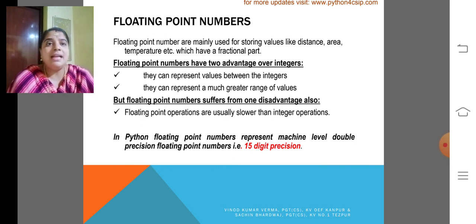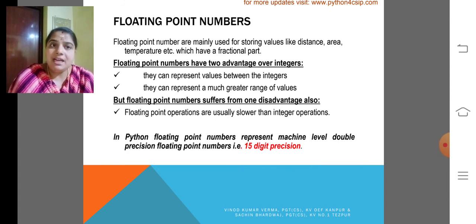The next one, they can represent a much greater range of values. My dear children, if we want to give a range between 1 and 3, if we take the integer part, what will be the values in that particular range? 1, 2 and 3. If you want to include more values in the range, 1.2, 1.3, 1.4 till 2.9 we can give.